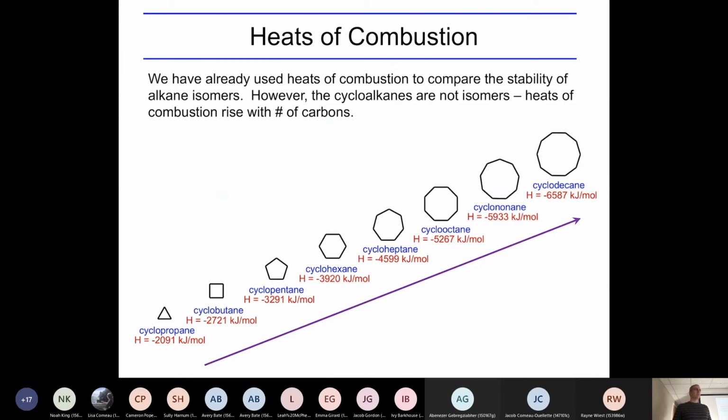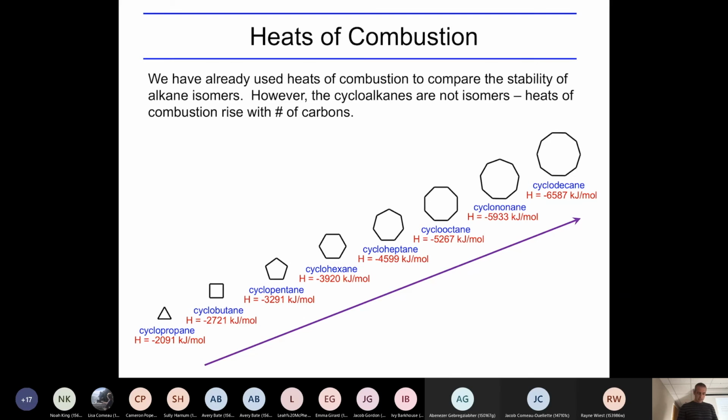So what we're going to do is burn these guys. We're going to burn them and use heats of combustion. We can experimentally measure stabilities, remember, using heats of combustion. We did this before for branched versus not branched alkanes. Well, if you burn all of these, this is the energy you get out of them. Not surprisingly, as you add carbons in, the heat of combustion goes up. So you can't just look at the numbers as they are, because this isn't telling you anything about stability. It's telling you how many carbons there are in the ring. More carbons, you get more energy out when you burn them.